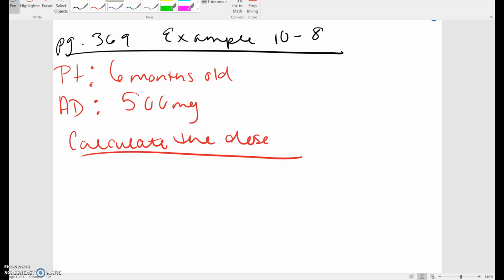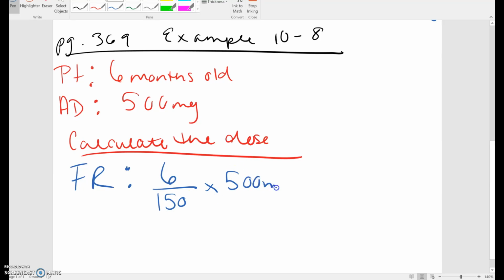So I'm going to use Fry's rule to calculate my dose, where I take the patient's age in months, and it has to be 11 months or below. So in this case, 6 months over 150, and you multiply that by 500 milligrams. Well, I hope you guys have your calculators out. If I take 6 divided by 150 and multiply by 500, it tells me that this patient should receive 20 milligrams.